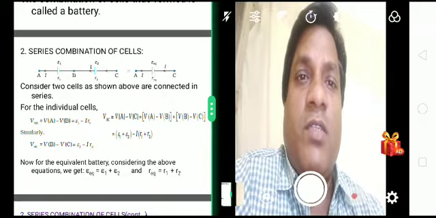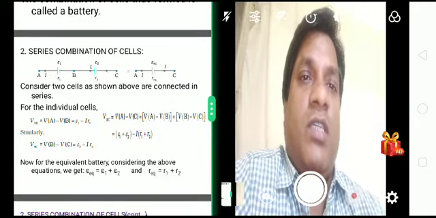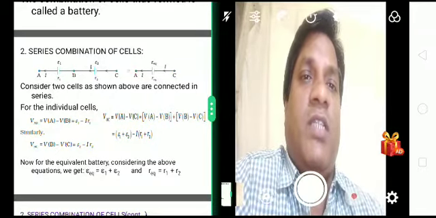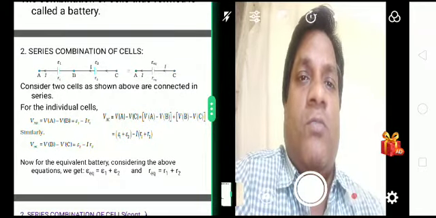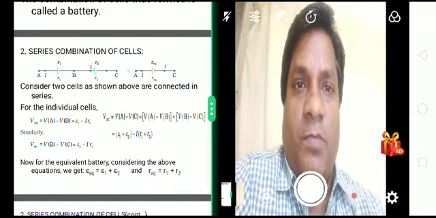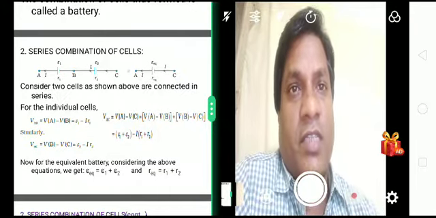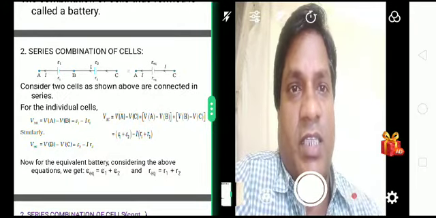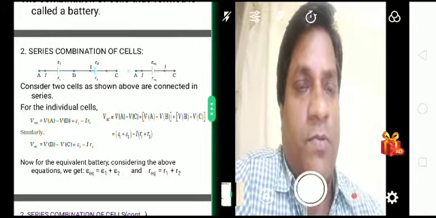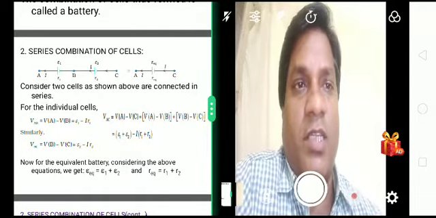Now this equation resembles the equation V equals E minus IR. So by comparing it with the equation V equal to E minus IR, we conclude that the equivalent EMF of the cells in series combination is E1 plus E2 and equivalent internal resistance is R1 plus R2.